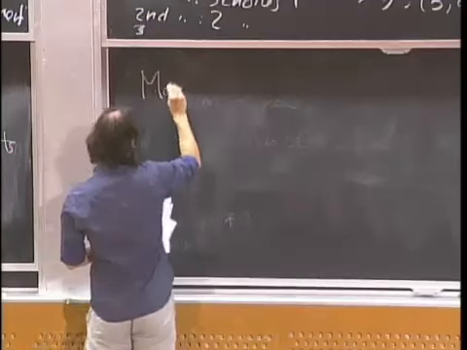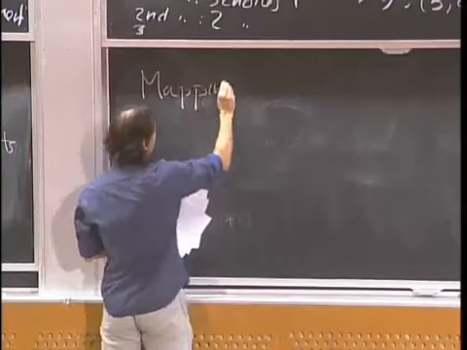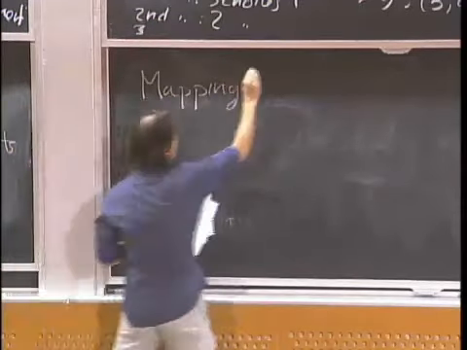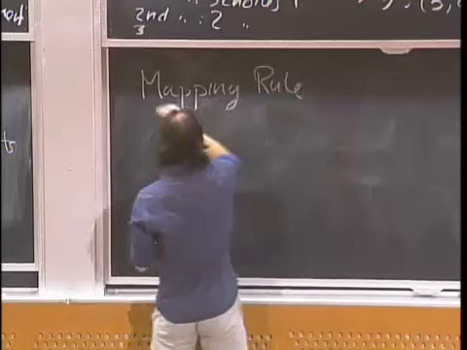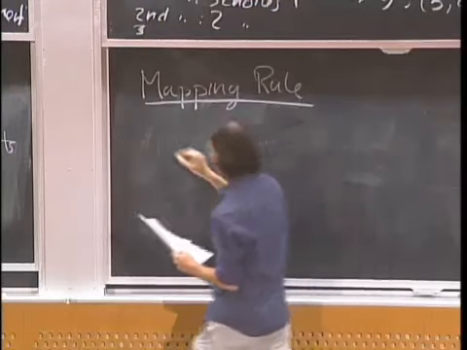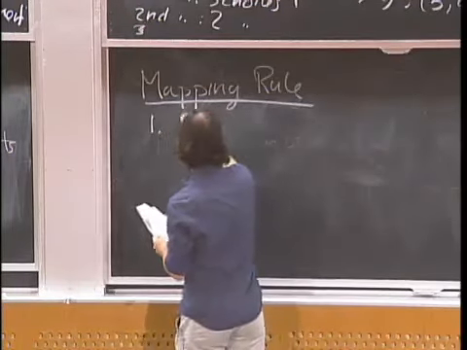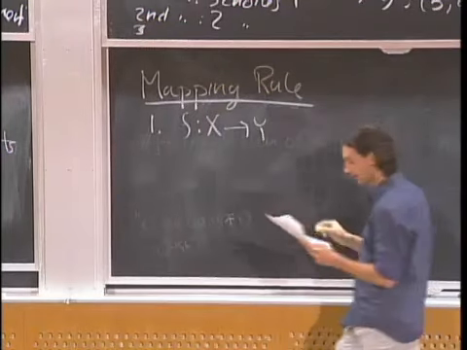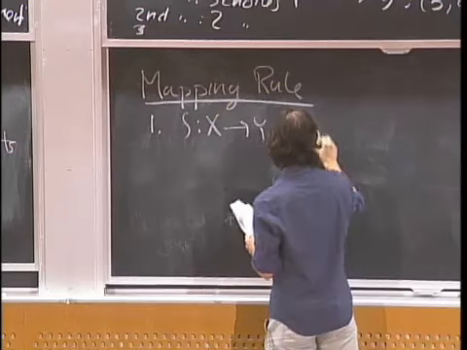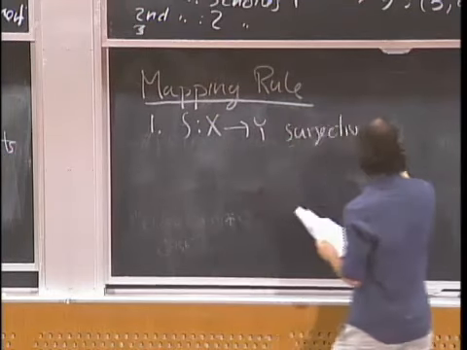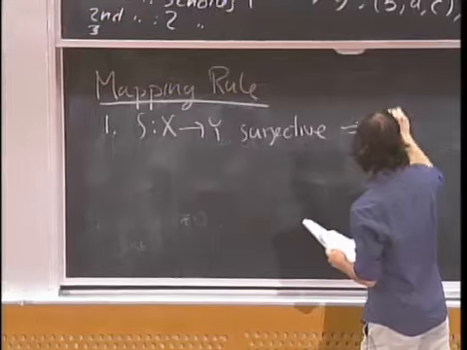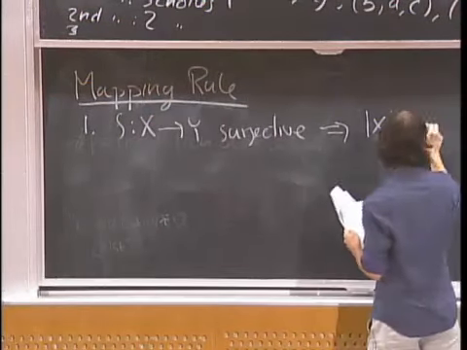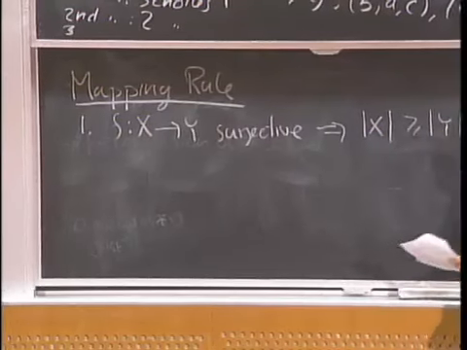And now, for the first time, we start to talk about the cardinalities of sets and how they're related to one another. So the mapping rule is that, first of all, if f is a function from x to y, and if f is actually surjective, well, what do we know? We actually know that the cardinality of the number of elements in the domain is at least the number of elements in the range. And why is that?